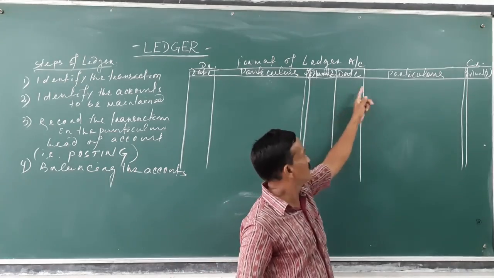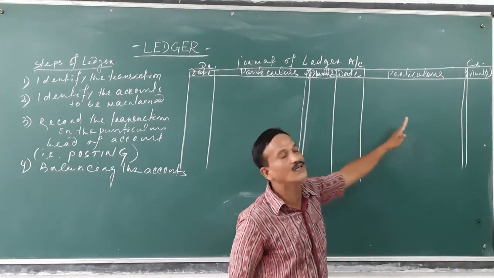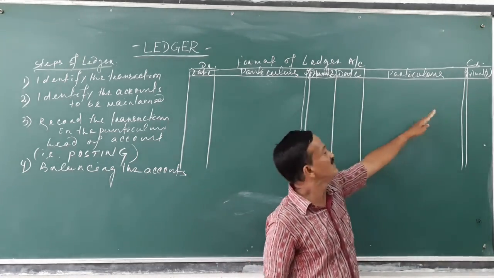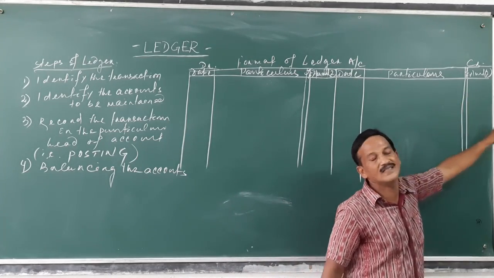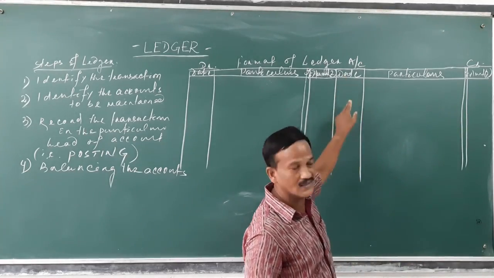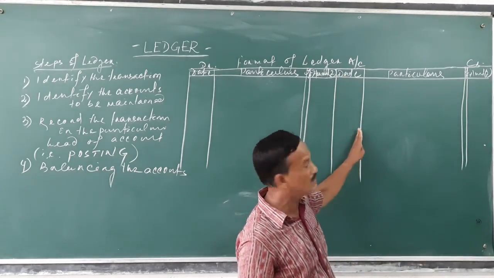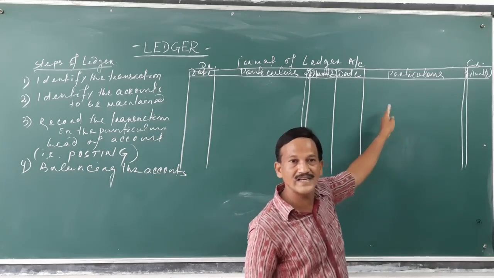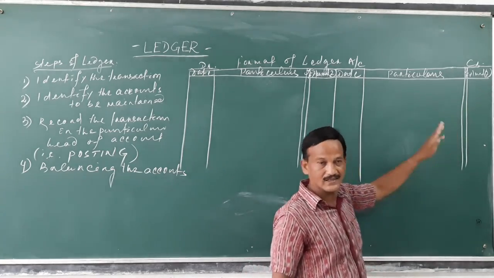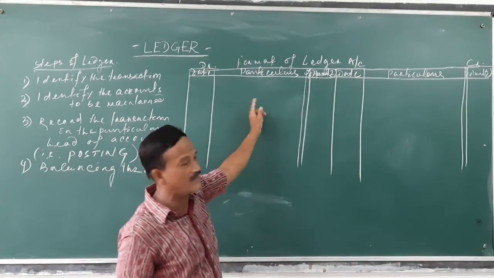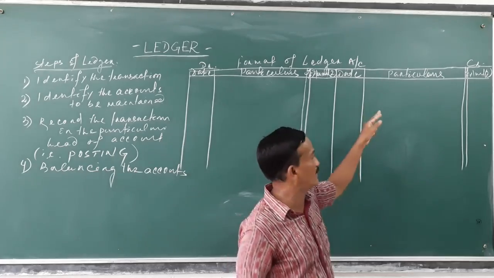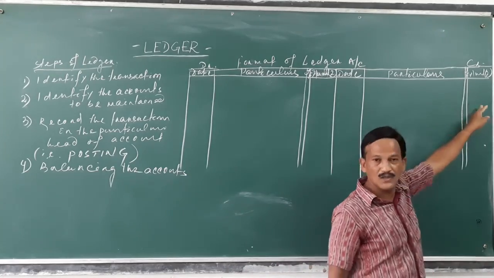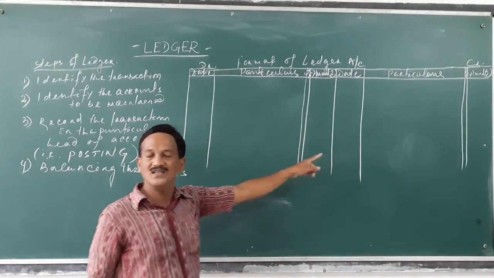Likewise, the right side also has the same number of columns. First the date column, then the particulars column, then the folio column, then the amount column. Date is the date on which the transaction is to be recorded. Particulars is the account to be credited, recorded on the credit side. Account debited is recorded on the debit side, account credited is recorded on the credit side. Then the general folio column, the reference page number of the general book, then the amount column. So that is the format of the ledger.